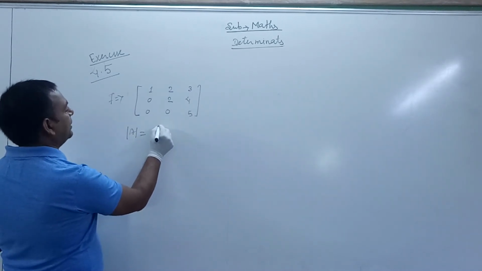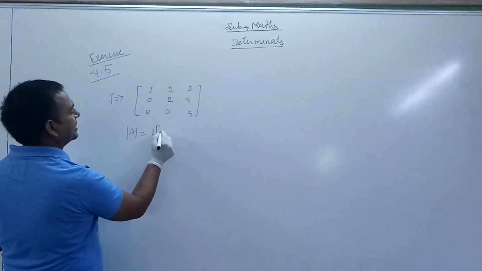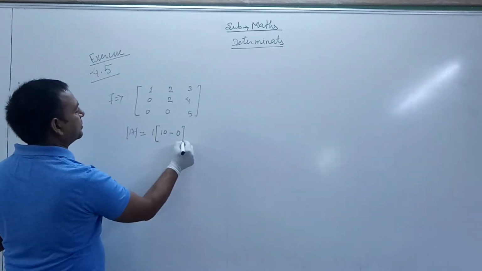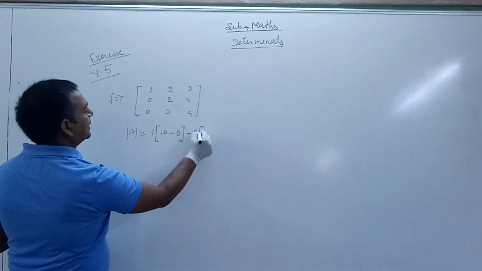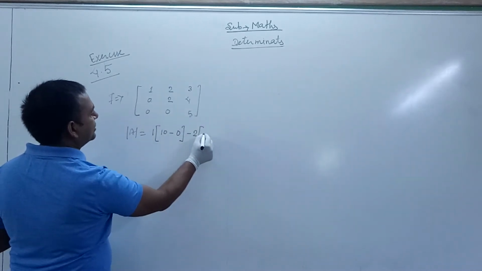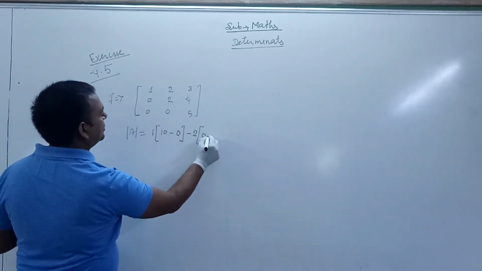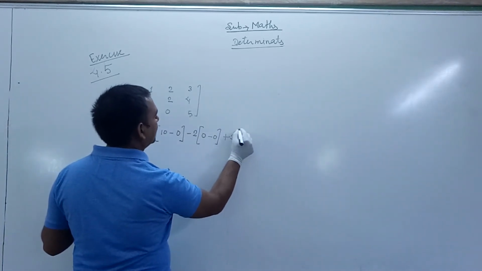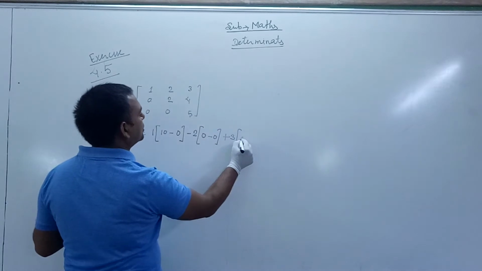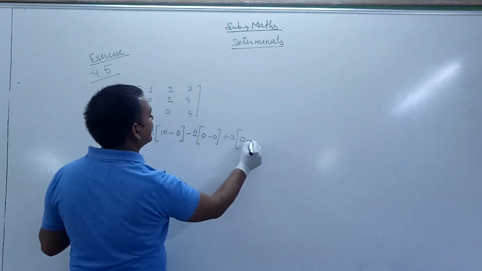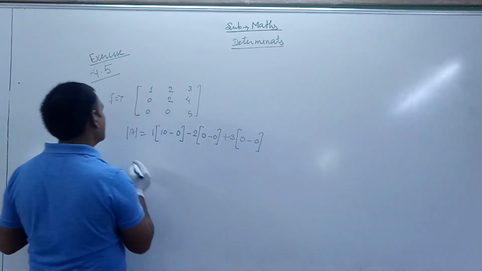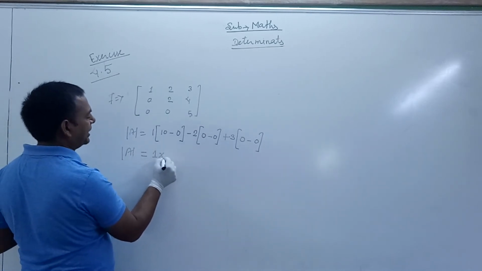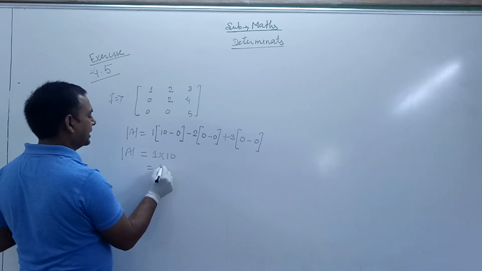First I take 1, multiplied by (2 5s are 10 minus 0 4s are 0), that is 10 minus 2. Then I take 0 5s are 0 and 0 4s are 0. Then I take 3, 0 into 0 is 0, 2 into 0 is 0. So mod A is 1 into 10, that is equal to 10.